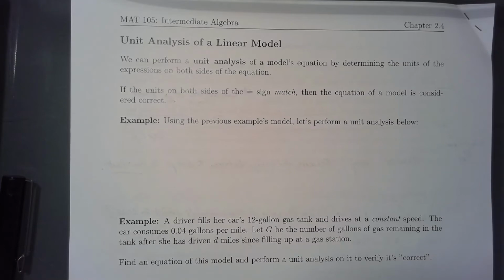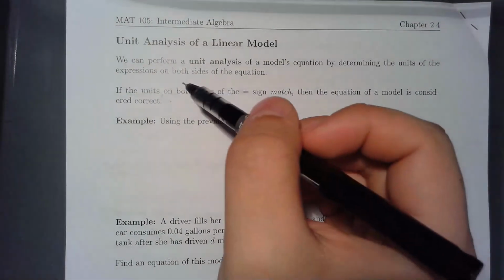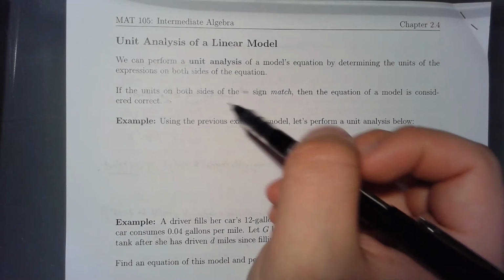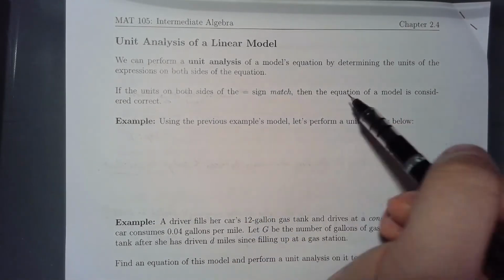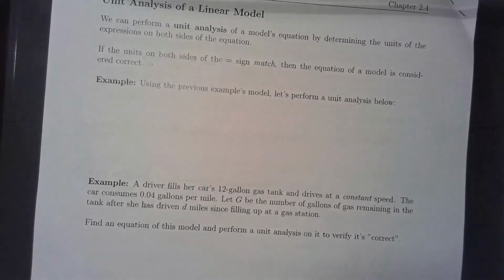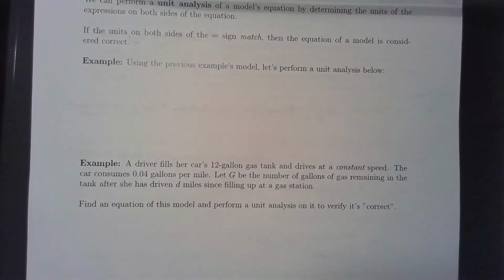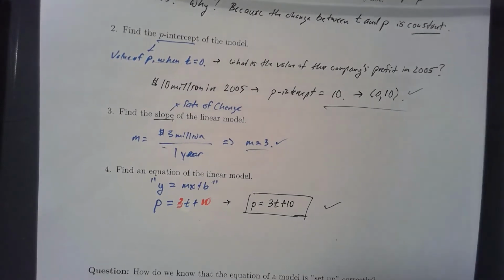So, unit analysis of a linear model: all we're really doing here is looking at the units of the expressions on both sides of the equation. If the units on both sides of the equal sign match, then the equation of the model is considered correct. Alright, so using the previous example's model, let's perform a unit analysis below. Let me go back and rewrite this for reference. So p equals 3t plus 10.